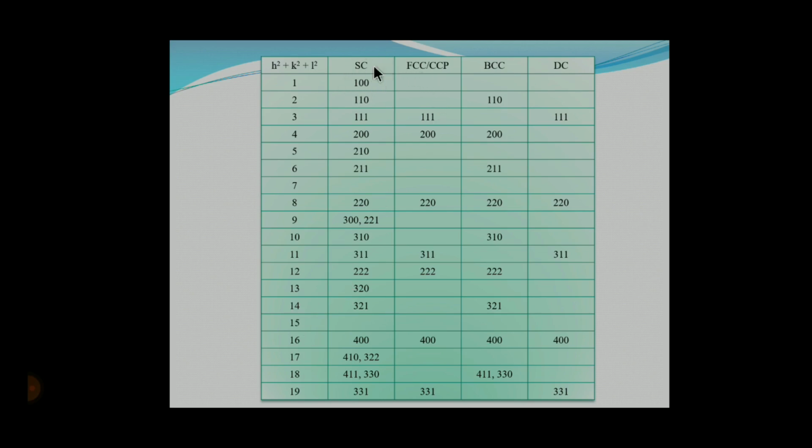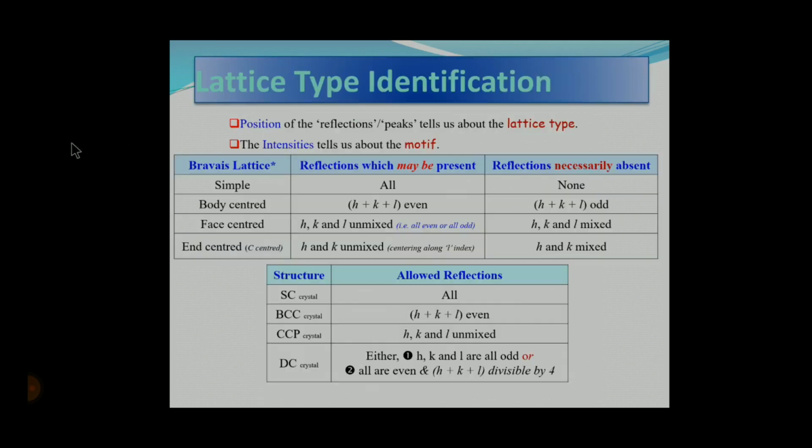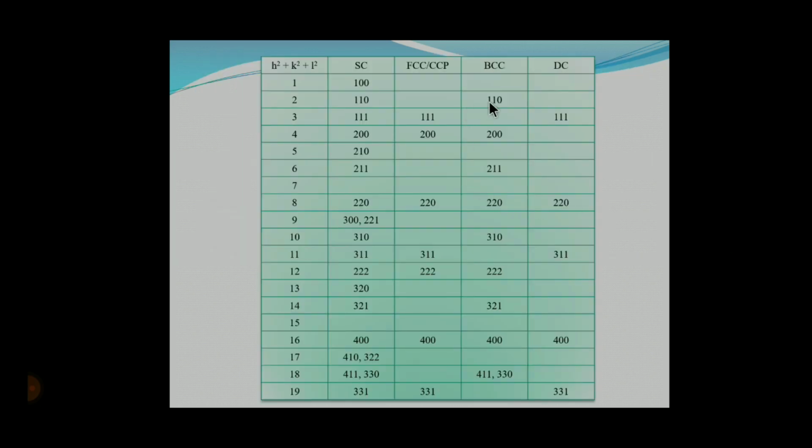So as you can see here, for a simple cube, all possible reflections will be present. But for FCC or CCP, that is face-centered cube or cubic close packing, only those Miller indices which are unmixed are present, that means either all odd or all even. 0 is considered as even. So all even or all odd numbers are possible. But in the case of BCC, as you can see here, in the previous slide we said that in the case of body-centered cubes, h plus k plus l should be even, right? So here, 1 plus 1 plus 0 is 2, it is even. 2 plus 0 plus 0, it is even. And all those, h plus k plus l should be even in the case of BCC. So all those possible reflections will give their own peaks in the XRD spectra.